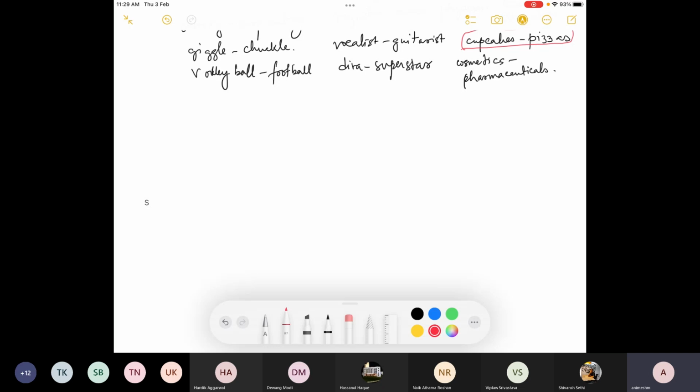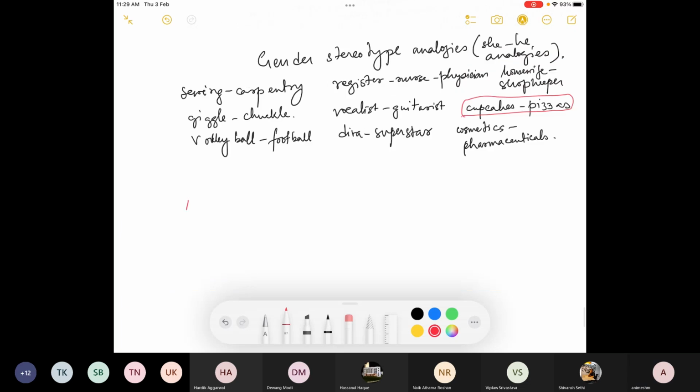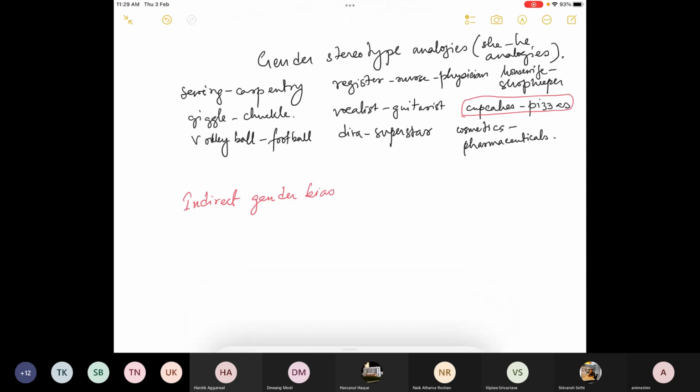Now, it seems that the story doesn't end here. Why? Because there is something else that is hidden in this whole idea of extraction of analogies. And that's what we call the presence of indirect gender bias. Now, what is this? Okay.